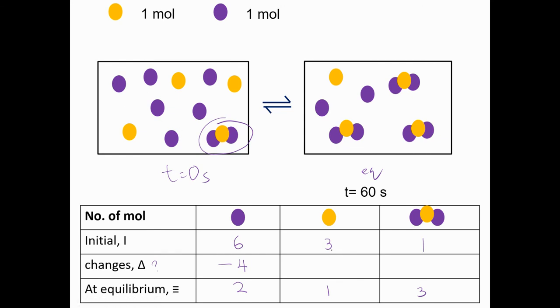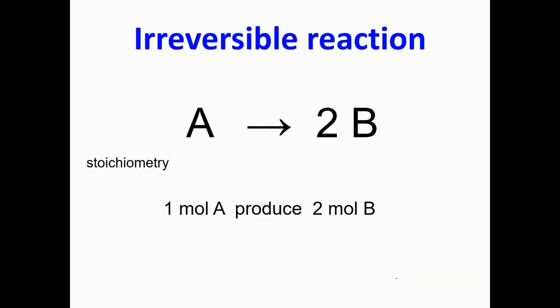4 purple atoms are used, and for yellow we have 1 left, so 2 are used. And for the product, how many do we have? We have 2 more, so 1 plus 2 equals 3. So this is how we fill the ICE table.